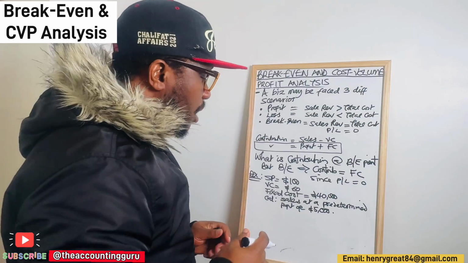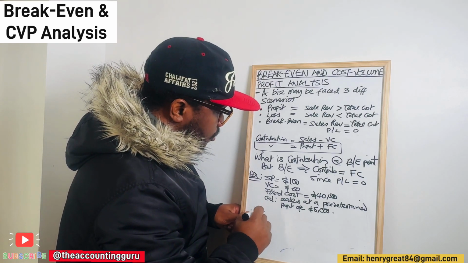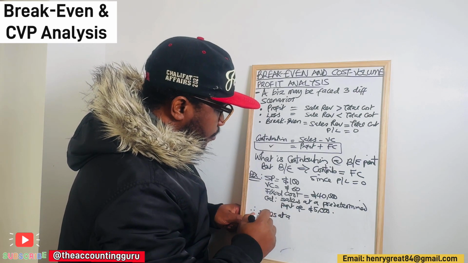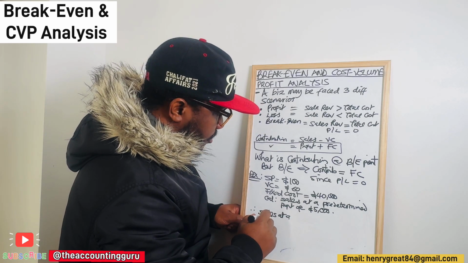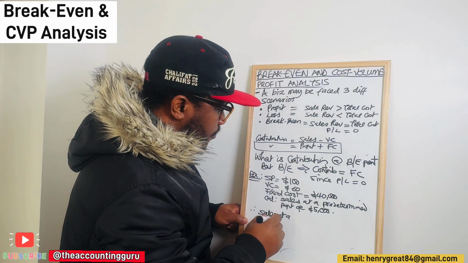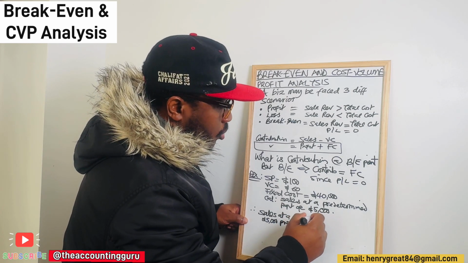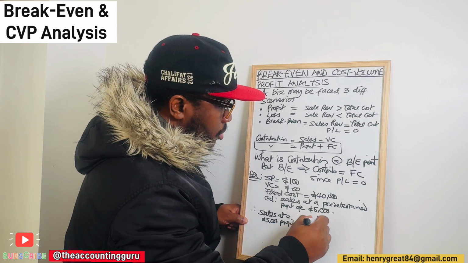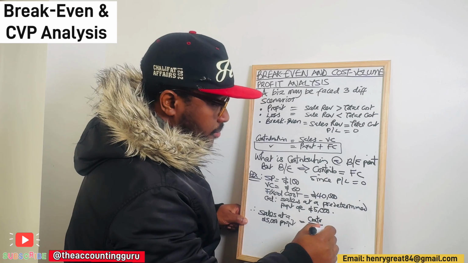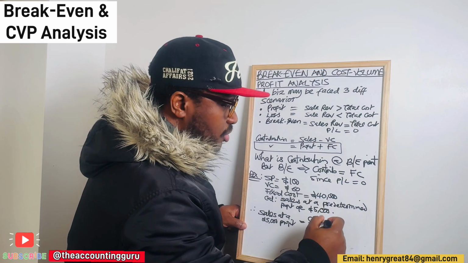How would you then calculate sales? Please look up. To calculate sales, the solution will be: sales at a profit of $5,000 will be equal to contribution all over contribution per unit.